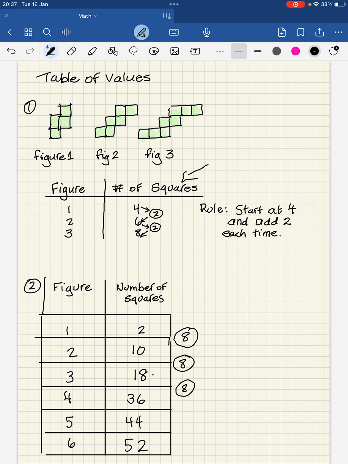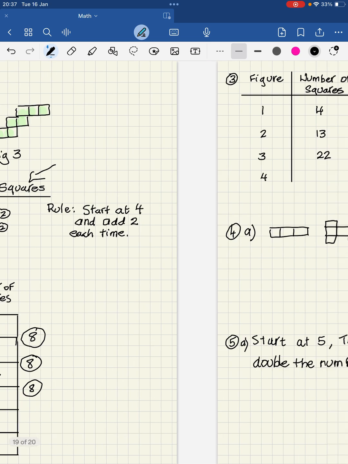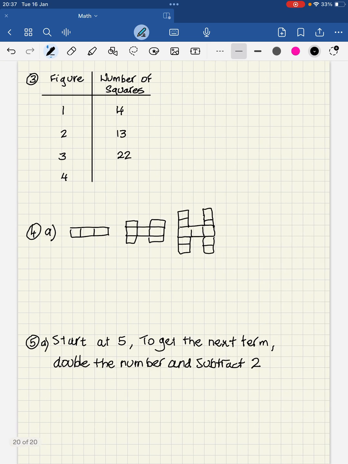So I'm able to extend my pattern based on what I already know. So if you do question 2, A, B, and C, you can draw the circles yourself to show the difference between each number of squares, and then pause the video and we'll move on to 3 after.